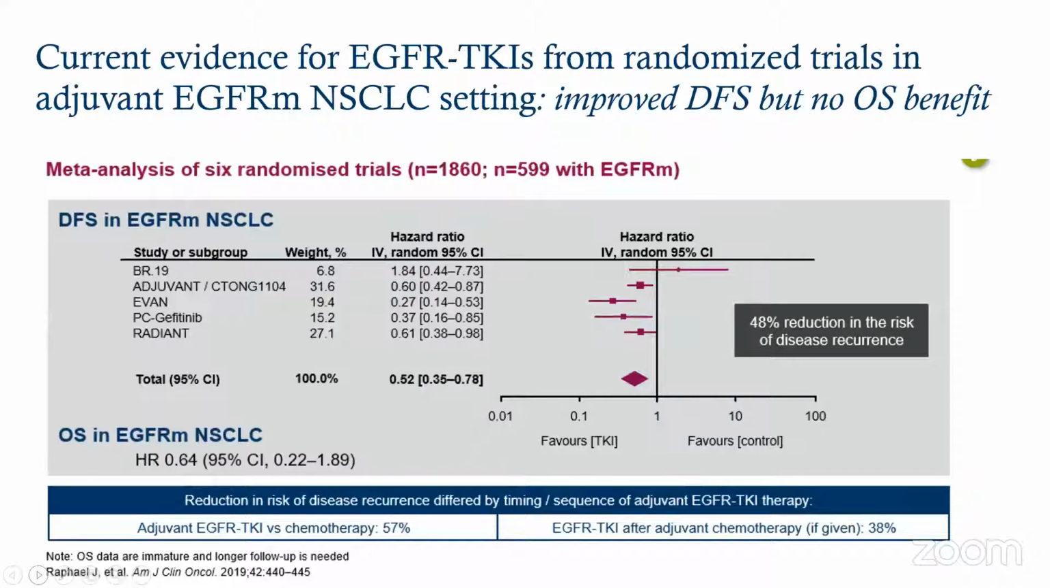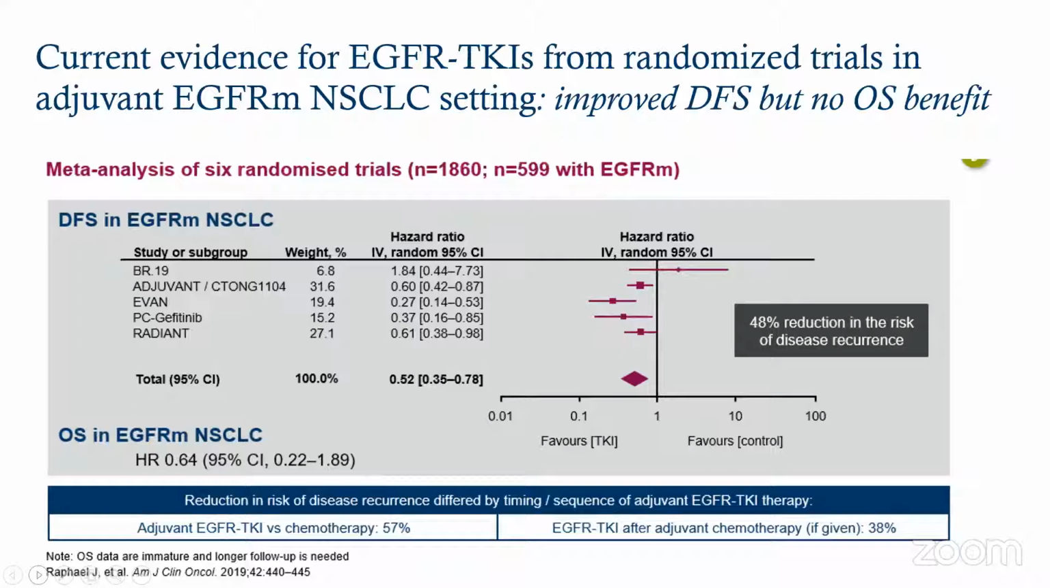So this is the meta-analysis of 6 randomized trials. So we can see DFS in the EGFR in the adjuvant setting. In all these trials, mostly, yes, DFS advantage is there, except this BR19 trial, and hazard ratio is 0.52. Whereas the OS advantage in the EGFR setting, here we can see the hazard ratio of 0.64. So no OS advantage, please, for this trial. Next slide, please.